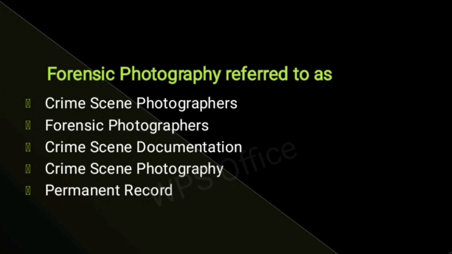Next is forensic photography, referred to as: letter A, crime scene photographers. Letter B, forensic photographers. Letter C, crime scene documentation. Letter D, crime scene photography. And E, permanent record. The answer is letter D, crime scene photography, which refers to forensic photography.